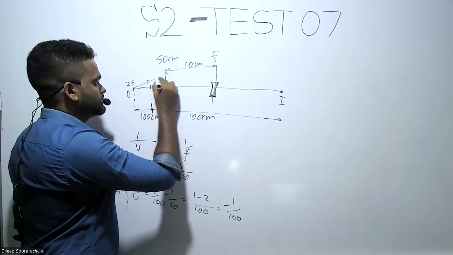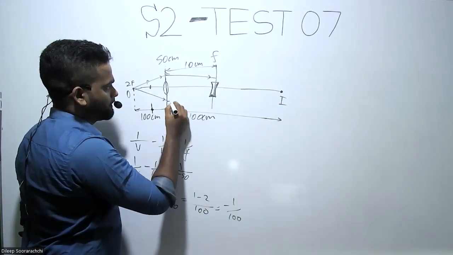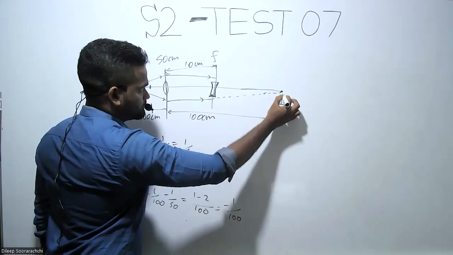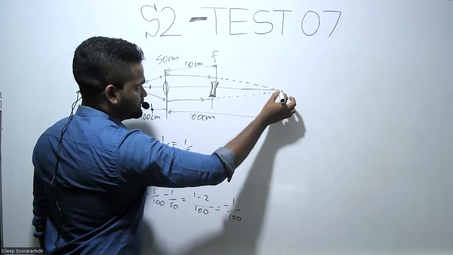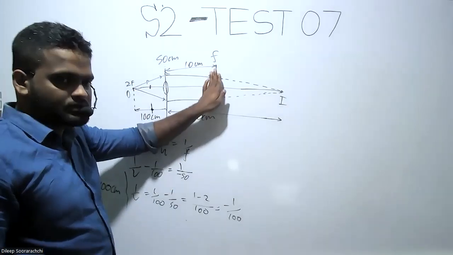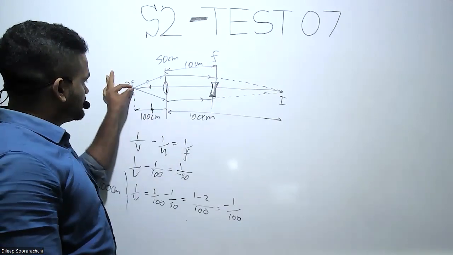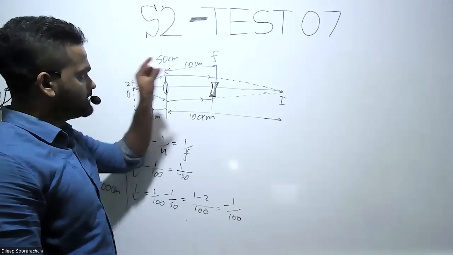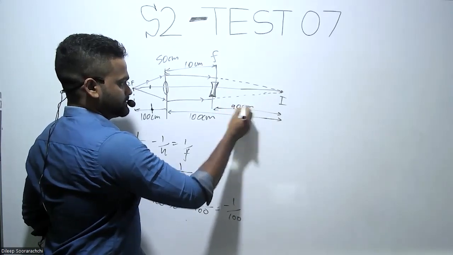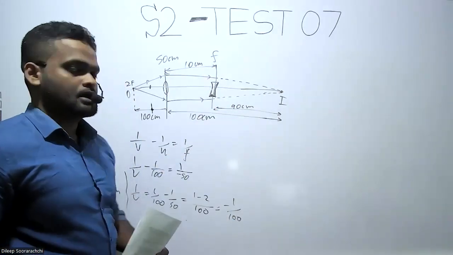If you want, we can draw rays like this. After this, these rays actually cannot move. We draw these in dashed lines because we just forget this lens for now. We didn't talk about this lens yet, right? We completely forget that for now. So the object is here, the image is formed here. This distance is 90 centimeters, 100 centimeters minus 10. This is 90 centimeters. Right.